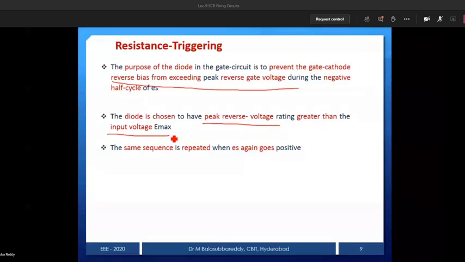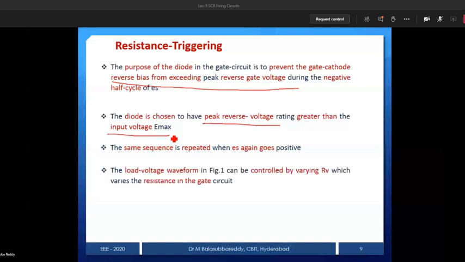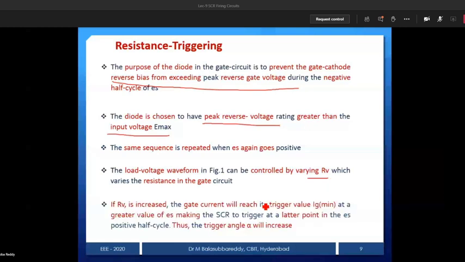And next is again the positive half cycle; the cycle is going to be repeated. The same sequence will be repeated, again ES is going to be positive. I showed the load voltage waveform, and if you vary the RV value, our load voltage is automatically going to vary. The instant at which it reaches IG minimum is going to vary. You can get our waveforms with reference to the RV value.